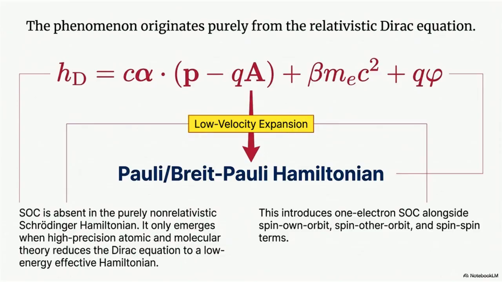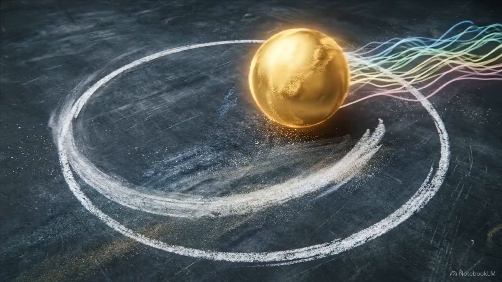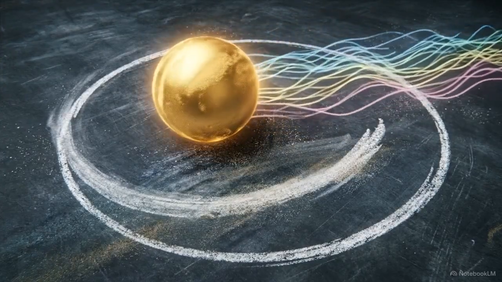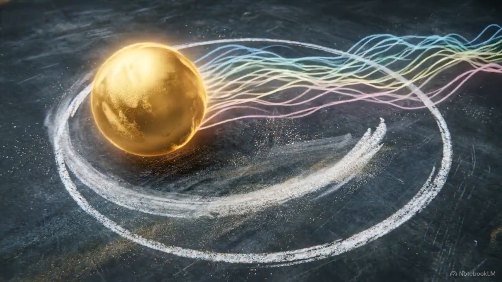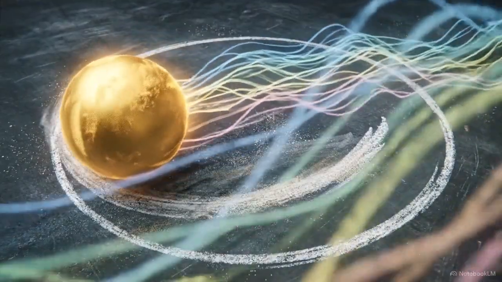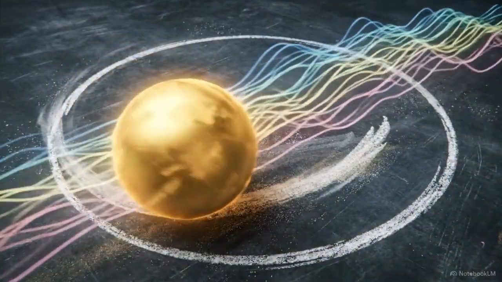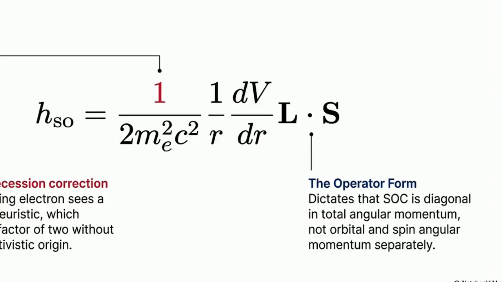High-precision theory uses a low-velocity expansion to reduce that complex equation into the Pauli and Breit-Pauli Hamiltonians shown here. From the electron's perspective, the positively charged nucleus orbits around it. This relative motion generates an internal magnetic field interacting with the electron's intrinsic spin. This operator's core is the L·S term, showing energy depends on vector alignment.